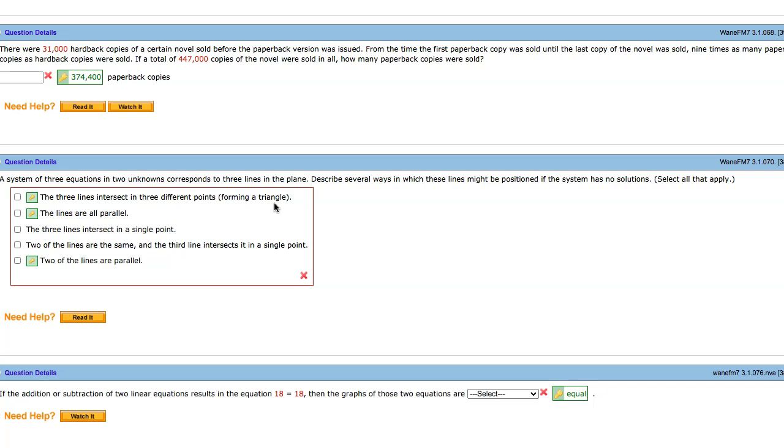If 3 lines intersect at 3 different points, forming a triangle, that would, yes, because, guys, if this happens, now this isn't parallelness, is it? But why is this a problem? This is a problem because to have a solution, you would have to have all 3 intersecting at a point. But that can't happen if you have 3 lines intersecting at 3 different points. Okay.